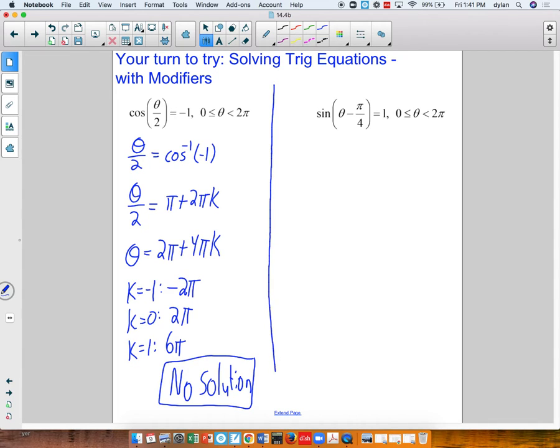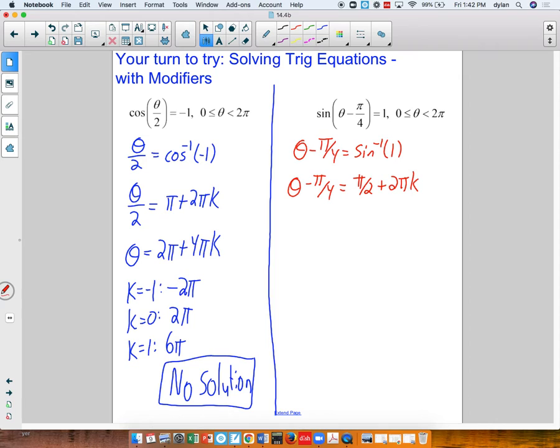So let's look at the second example here next. For this one, we want to start out by taking the sine inverse of both sides. So we would have theta minus pi over 4 equals the sine inverse of 1. And so now, again, we want to think about what value or values make 1 when you take the sine. In this case, the only angle that does that would be pi over 2. So we'd have pi over 2 plus 2 pi k.